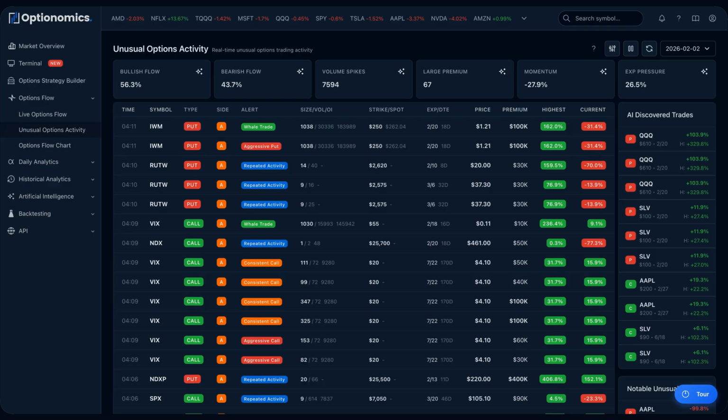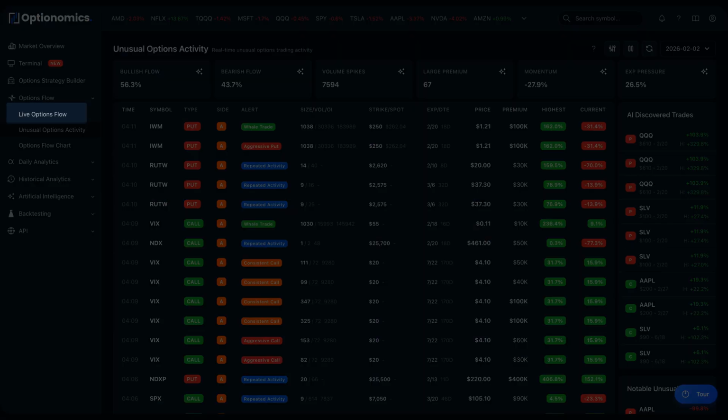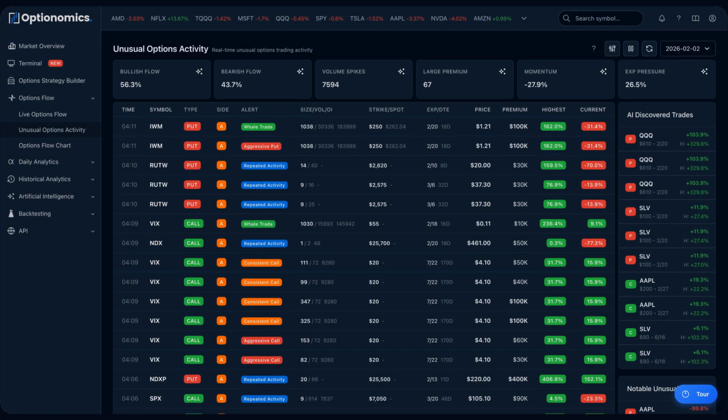Before we start, it's important to understand that we present options data in two main ways. Options flow. This is the complete raw data of every options trade happening in the market. We give you mostly all the flow with sentiment so you can analyze it however you like.